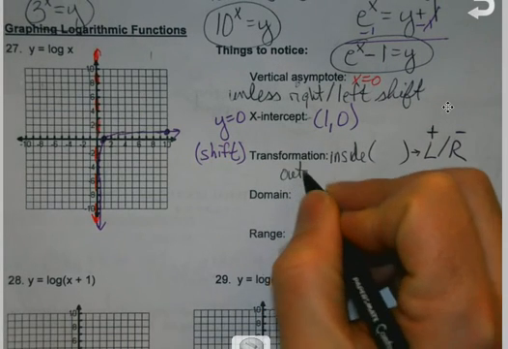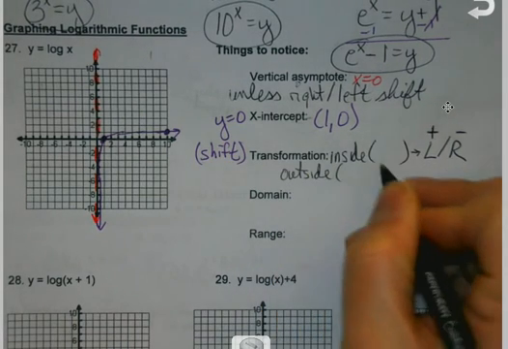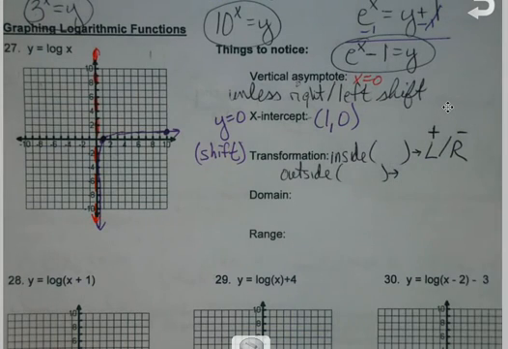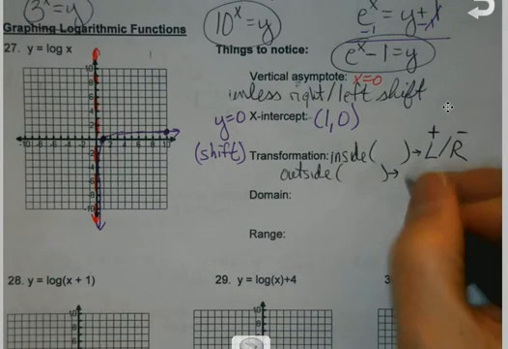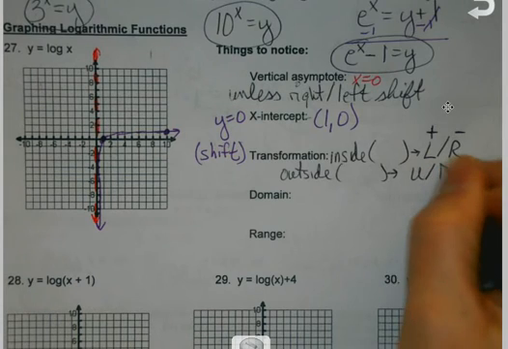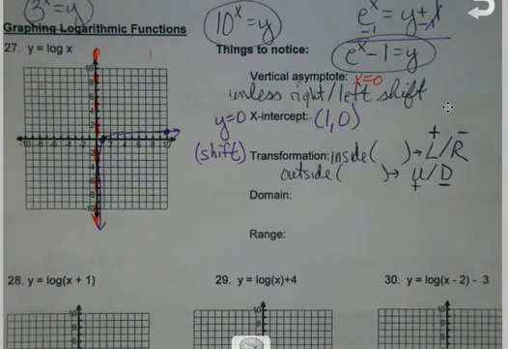And then if I have a value that's outside the parentheses, sort of like we see at number 29, that's going to be my up and down shifts. And just like always, those are the ones that do what we think they would. Up is plus and down is minus. So you're like, yeah, it is kind of like the growth and decay and the square root equations that we've drawn. The shifts are the same thing.